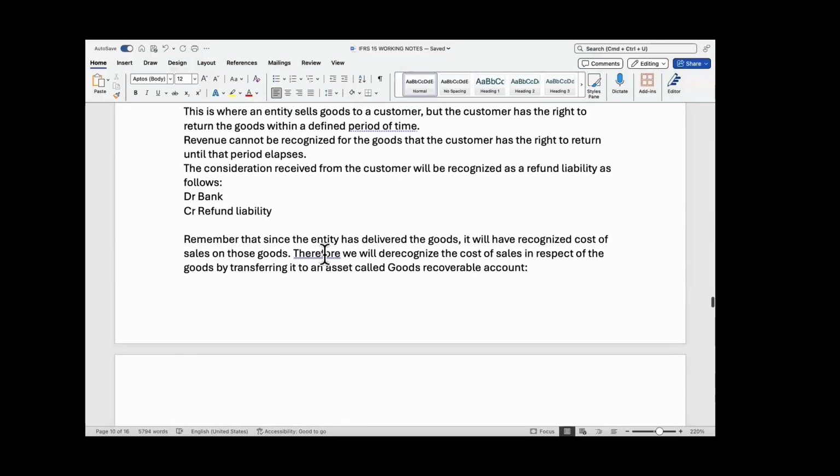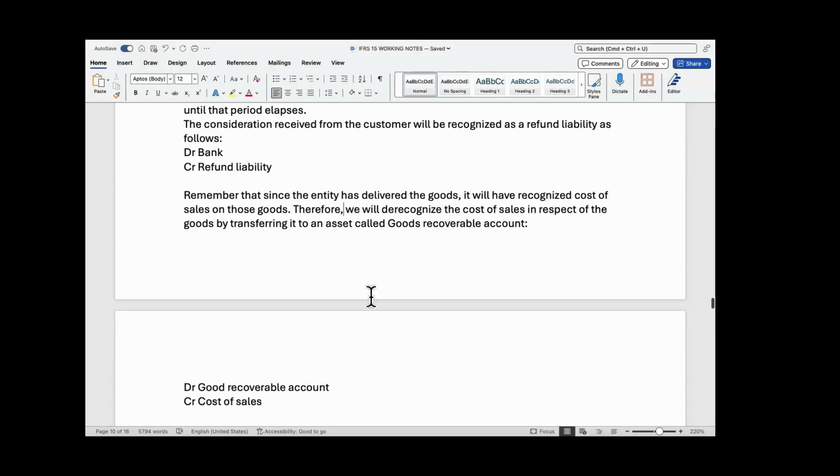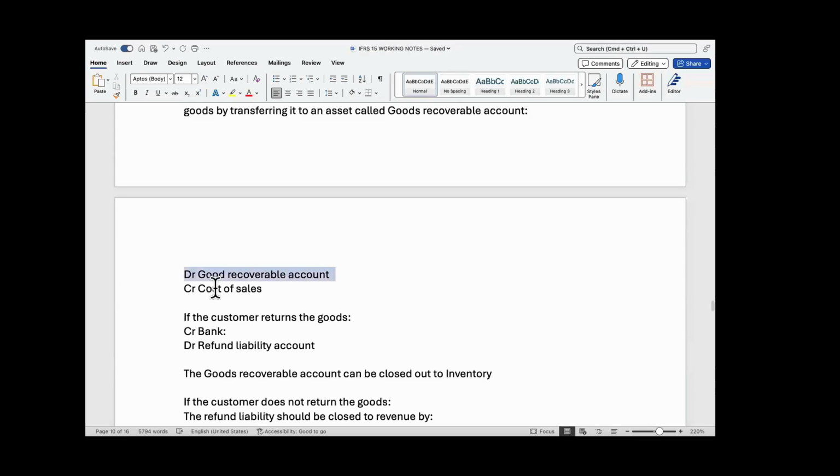Then, remember that we have delivered these goods, so we'll have recognized cost of sales on those goods. So we need to derecognize that cost of sales in respect of these goods by transferring it to an asset called goods recoverable account. So we'll credit it away from cost of sales. Otherwise, you'll be understating your gross profit for that period.